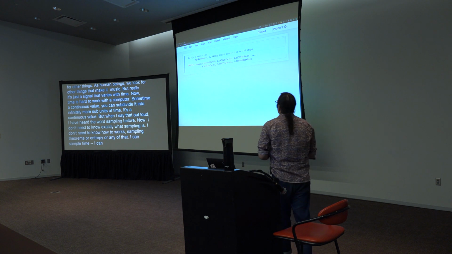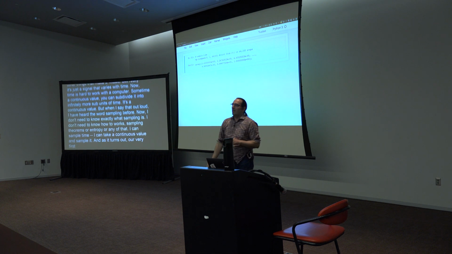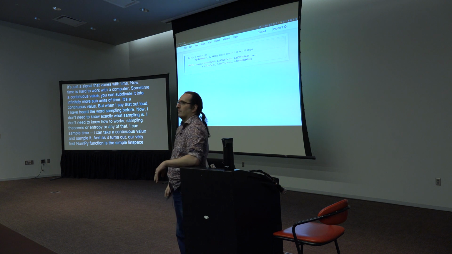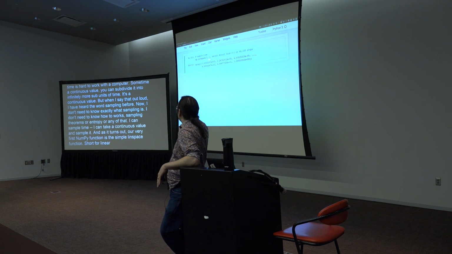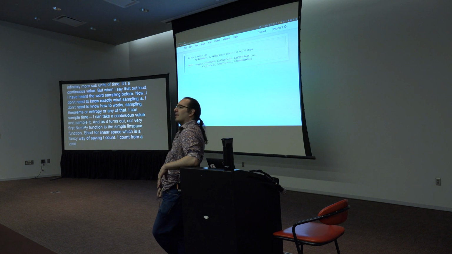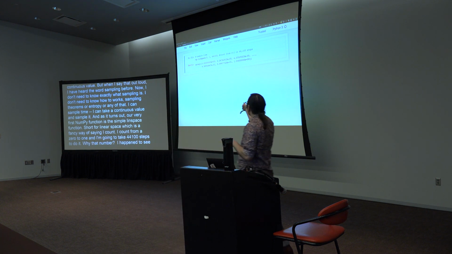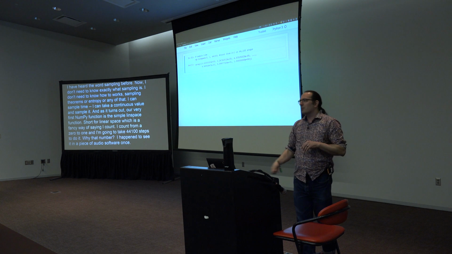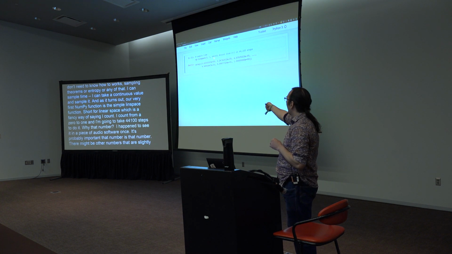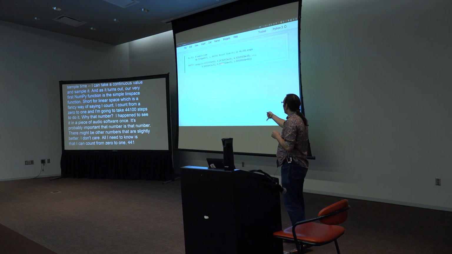And as it turns out, our very first NumPy function that I want to talk about is this simple linspace function. Short for linear space, which is a really fancy way of saying I count. I count from 0 to 1, and I'm going to take 44,100 steps to do it. Why did I pick that number? You know, I happened to see it in a piece of audio software once. It probably is important that that number is that number. There might be some other numbers that are slightly better. I don't care. All I need to know is that I can count from 0 to 1 in 44,100 steps. And so here we go, it goes from 0 and a lot of small values all the way up to 1.